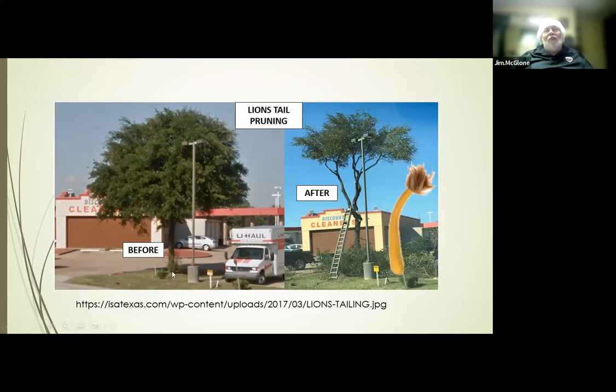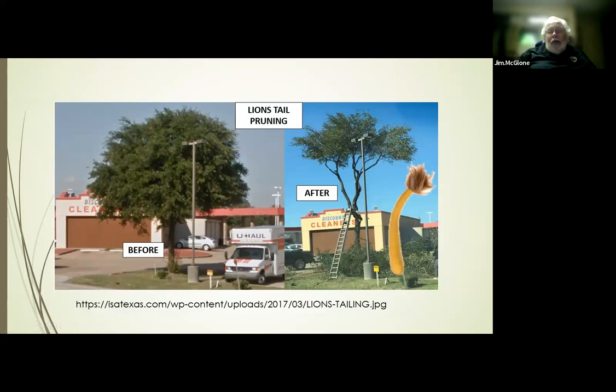So this is what the tree looked like before, and I'm sure that the discount cleaners wanted people to be able to see their sign. They didn't want to remove the tree, but they lion tailed it. They cut all the branches off the bottom so you could see it. This is fairly common. I actually saw at Springfield Plaza where they not only did this to the bottom, but then they went up at the top and topped the tree. They cut the small branches so it looks nice and even at the top and the bottom.